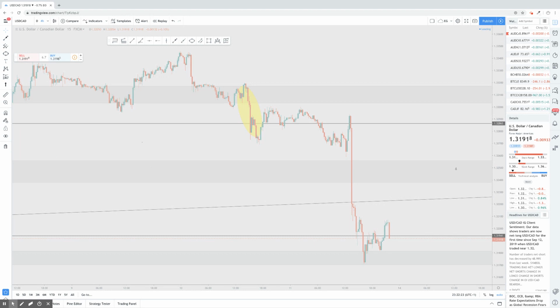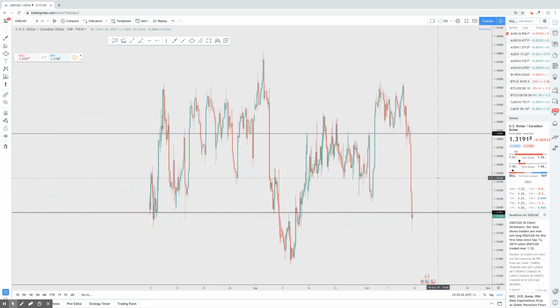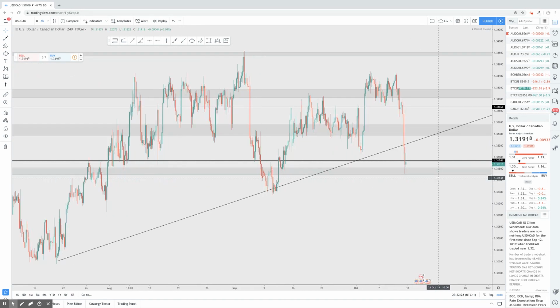Let's go back to the 4-hour chart. So really here, if my zones will load, yeah, I would want to see price come up quite a bit more for me to take a buy.